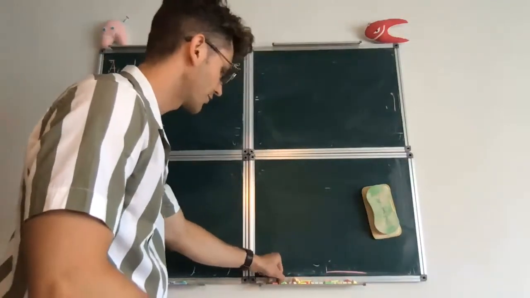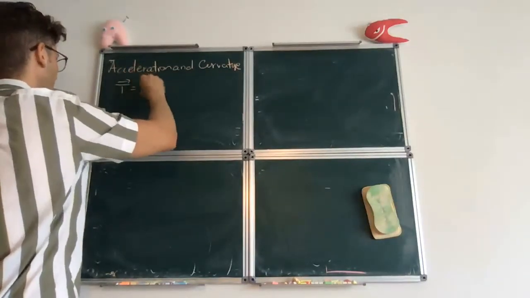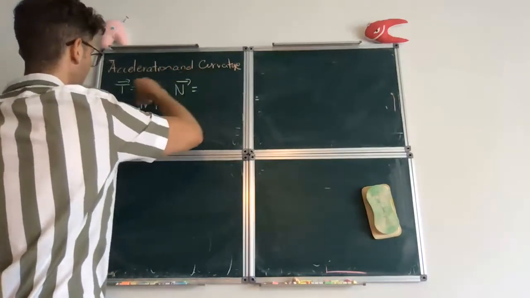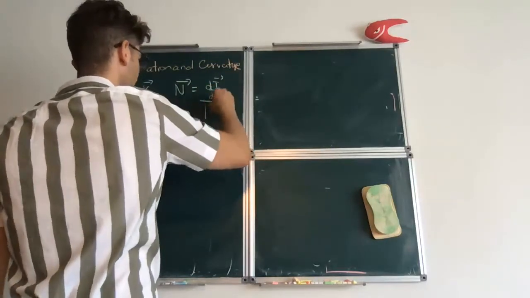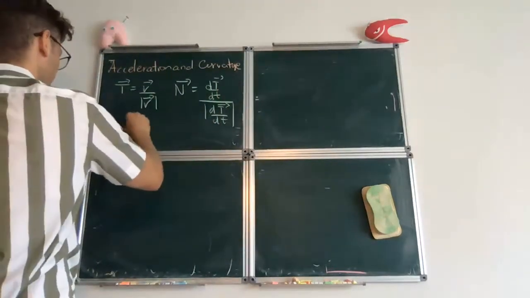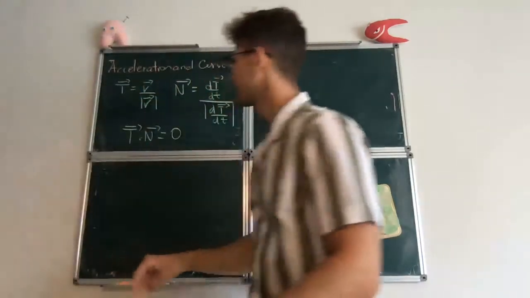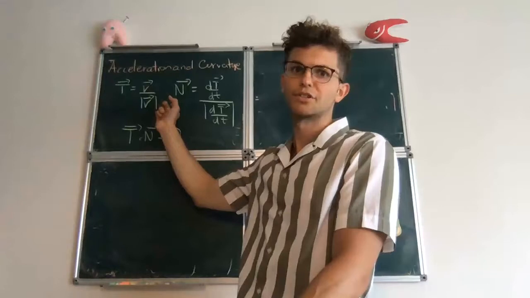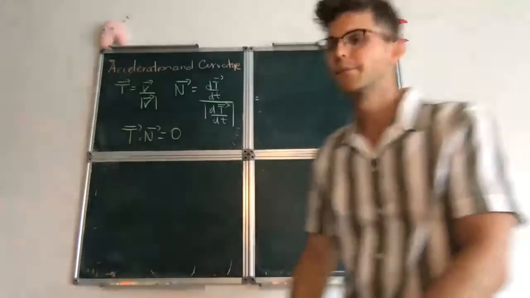Reminder, the tangent vector was the velocity vector divided by the speed of the particle. The normal vector is the derivative of the tangent vector divided by its norm. And remember that by construction, they happen to be perpendicular. So in a sense, you should think of this as a rotated version of the vector i, and this is a rotated version of the vector j. And they can be changing their positions as you move along the curve. Okay?